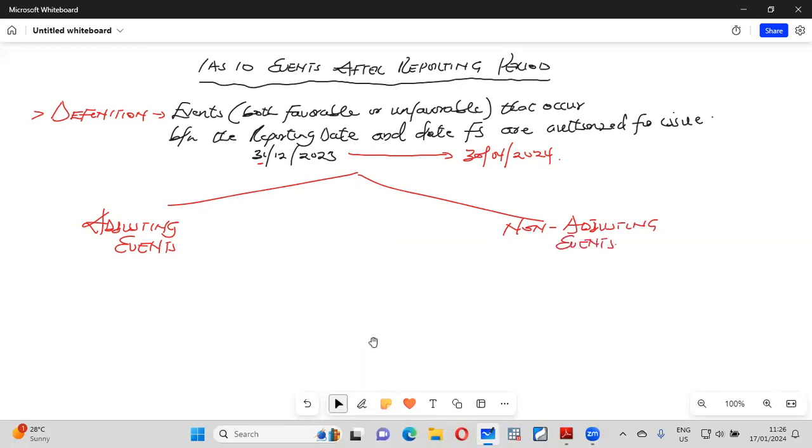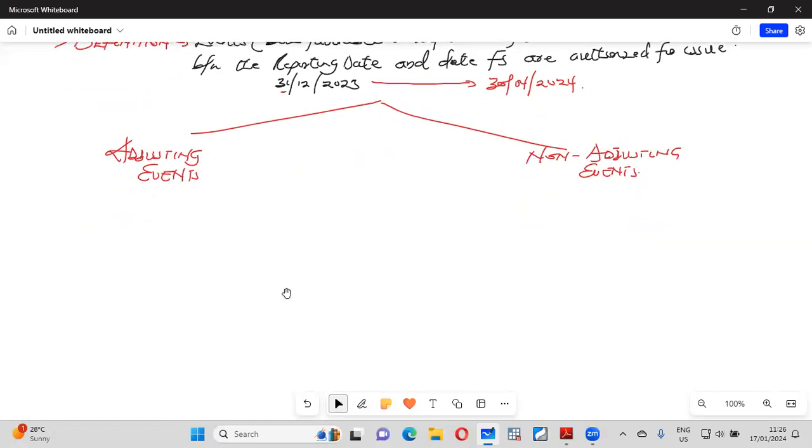Why are we trying to categorize them? There are certain events that happen that will affect the figures in the financial statement of 2023. Even though the event happens between 31st December 2023 and 30th April, it will cause us to go and change certain figures in our financial statement of 2023. But there are also certain things that happen that won't necessitate a change in the figures, but warrant a communication so that everybody will know what is happening about the entity.